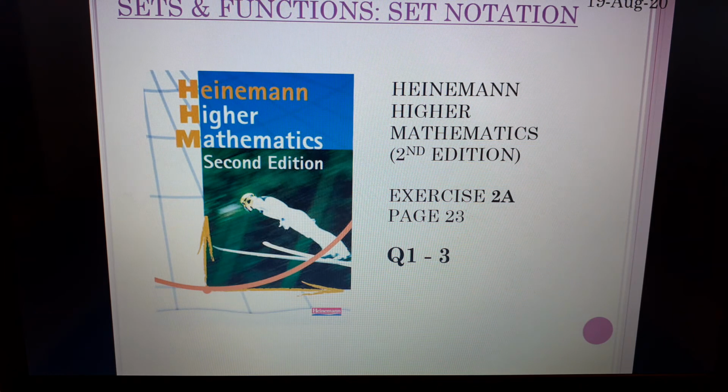Okay, so let's have a look at some of these sets and so on in exercise 2A on page 23, and we'll do questions 1 to 3. Let your teachers know if you're having any problems, and good luck and take care.